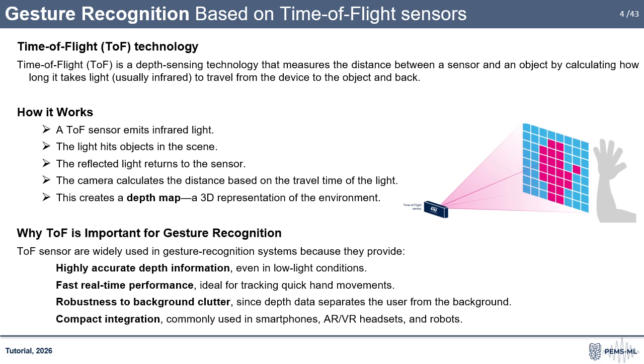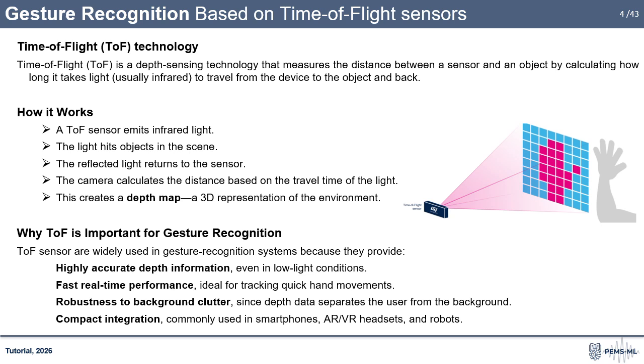The measurement process follows a clear sequence. The sensor emits an infrared pulse, the light reflects off objects in the environment, such as a user's hand, the reflected light returns to the sensor, and internal electronics compute the distance based on the travel time. The result is a real-time 3D view of the scene.